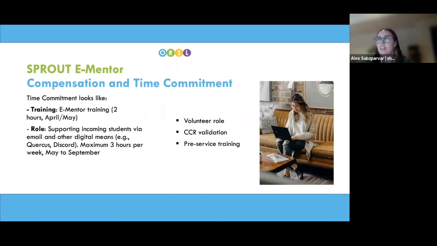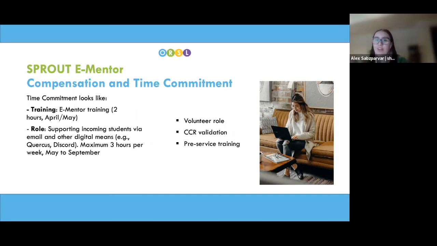So after that, compensation and time commitment is very similar to the peer leader role. It's a volunteer role. You'll get CCR validation as well as a pre-service training, like I mentioned. Again, the EMentor training is 2 hours around, I'd say May is more likely because April is typically exam season. And then there's a lot of resources, handbooks, things that you can refer to throughout the summer as well. Our office is always here to support.